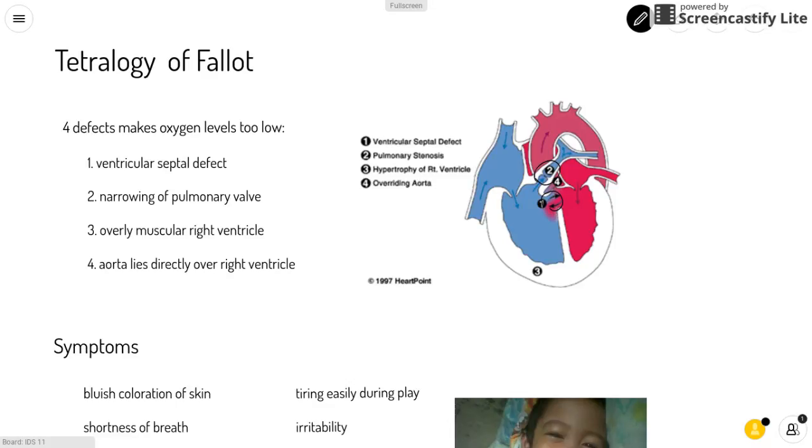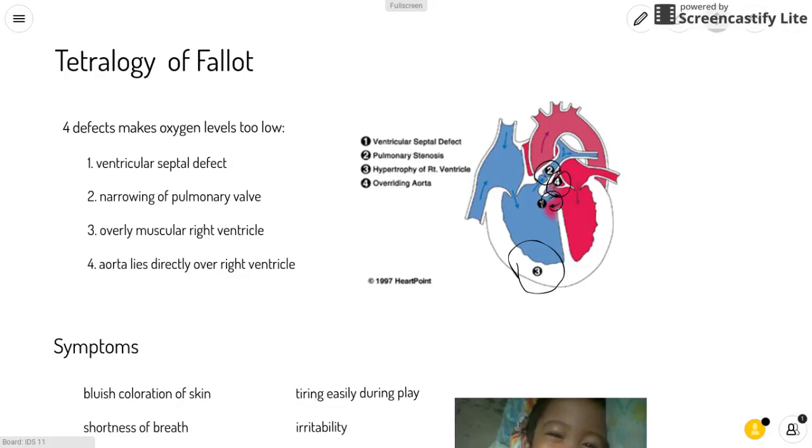The third defect is a more muscular than normal right ventricle. As you can see, the muscle in the right side is unusually thick. And the fourth defect is an aorta that lies directly over the right ventricle. This allows oxygen-poor blood to flow into the aorta. So you can see right here.